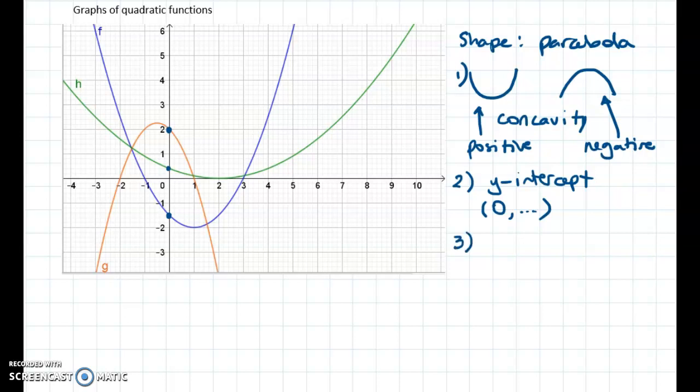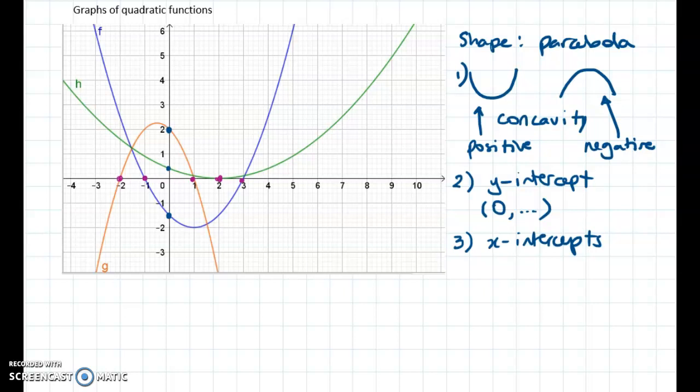We are going to also look at the x-intercepts. And we're going to see later on that it could be that the function doesn't have any x-intercept, but in the pictures we have over here, our functions do have x-intercepts, so they do intersect the x-axis. For instance, the blue one intersects the x-axis 2 times, once at -1 and once at 3. The orange one intersects the x-axis at -2 and at 1.